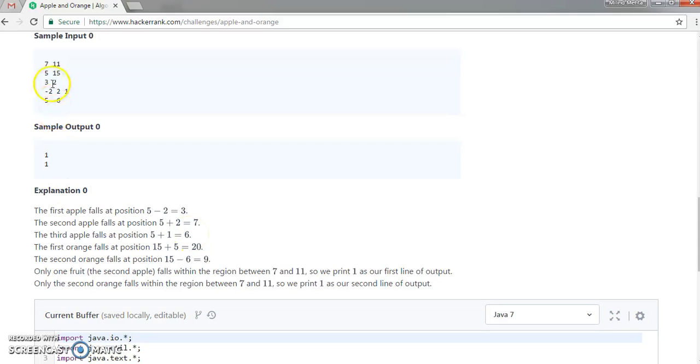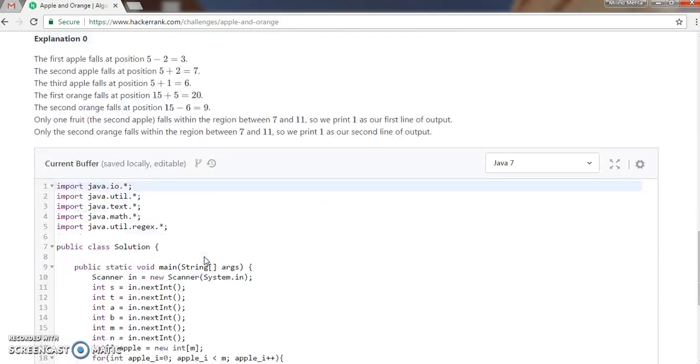Okay, so now let's count the orange. Okay, 15 plus 5, which is a 20, and 15 minus 6, which is a 9. Okay, so it will be at the Sam's house location. So 7 and 9, which will be the one apple and one orange will fall at the Sam's house.